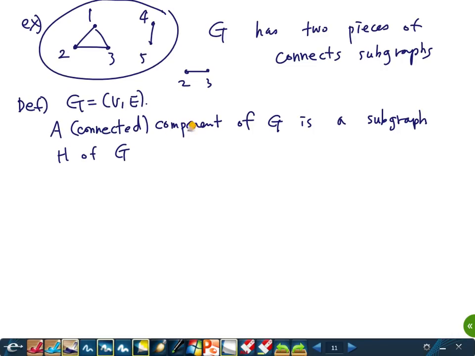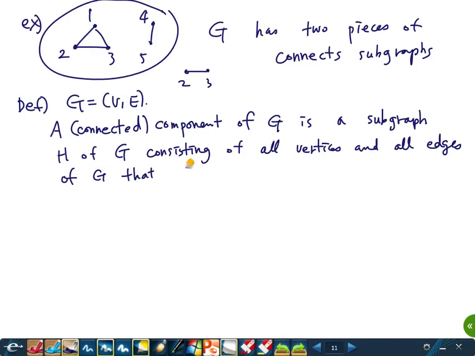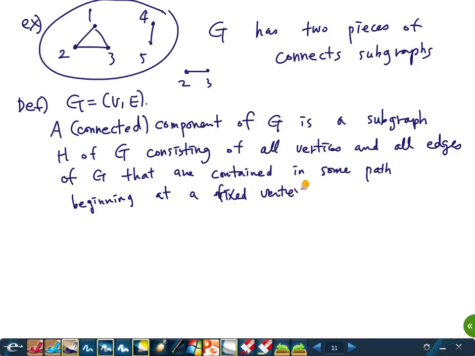A connected component is a subgraph consisting of all vertices and all edges of G that are contained in some path beginning at a vertex, starting at a fixed vertex v.